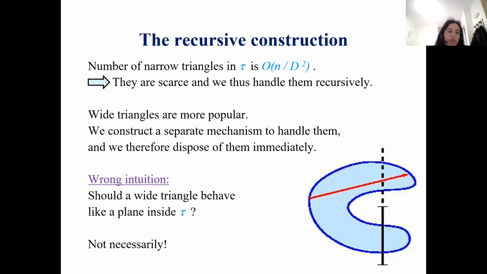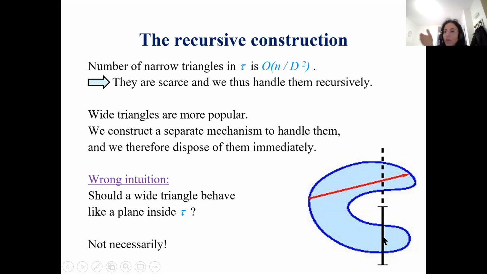One of the wrong intuitions that has to be stated is that, at first sight, it may look like a wide triangle, that is a triangle with no edges crossing the cell tau, may behave like a plane. That is, we can extend the triangle to a plane and then say that this plane represents the triangle locally inside the cell. But this intuition is wrong, and this is the picture that demonstrates why.